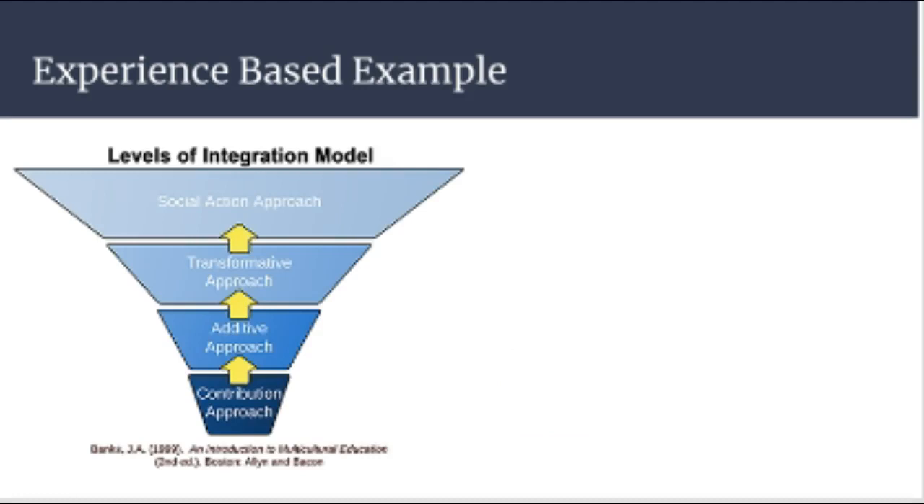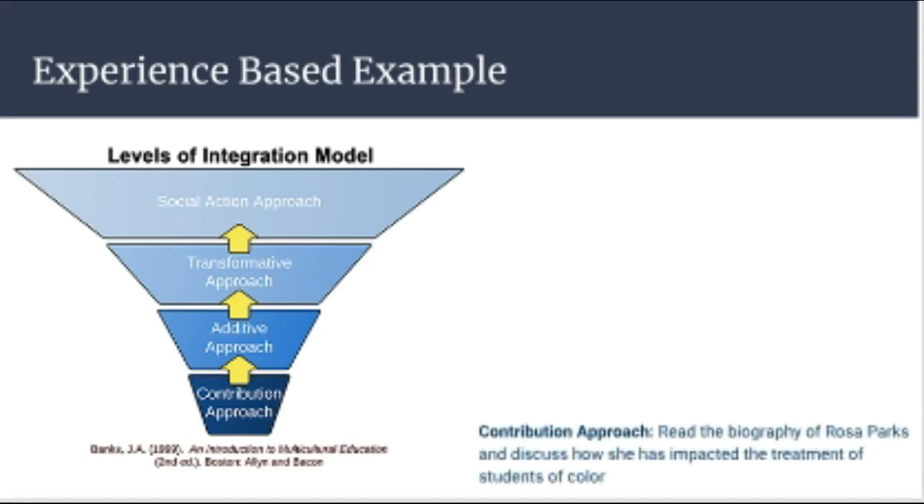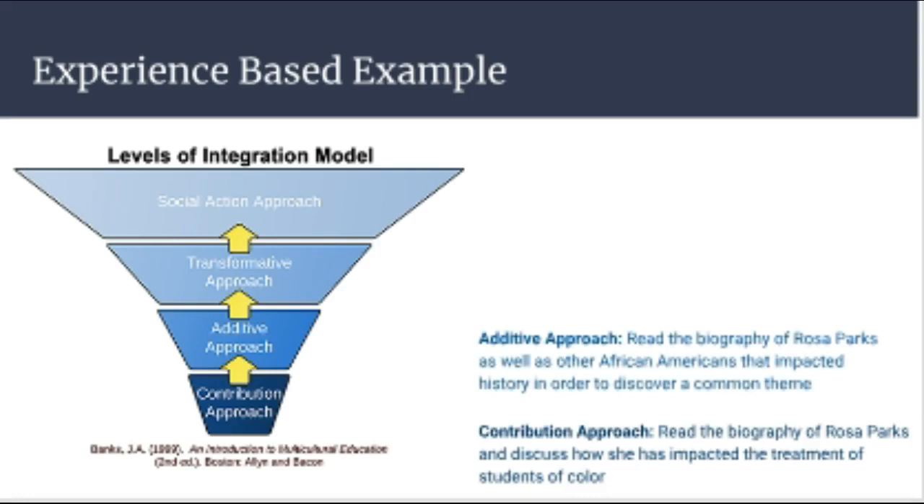In this slide, I'm going to go through an example of each section of the model, and I think this will really help you with your week 4 assignment. So first, the contribution approach. An example of this would be if students are exposed to a biography of Rosa Parks and told about how she has impacted the treatment of students of color. The second approach, the additive approach, an example would be that students are exposed to the biography of Rosa Parks as well as other African Americans that impacted history in order to discover a theme surrounding the topic.